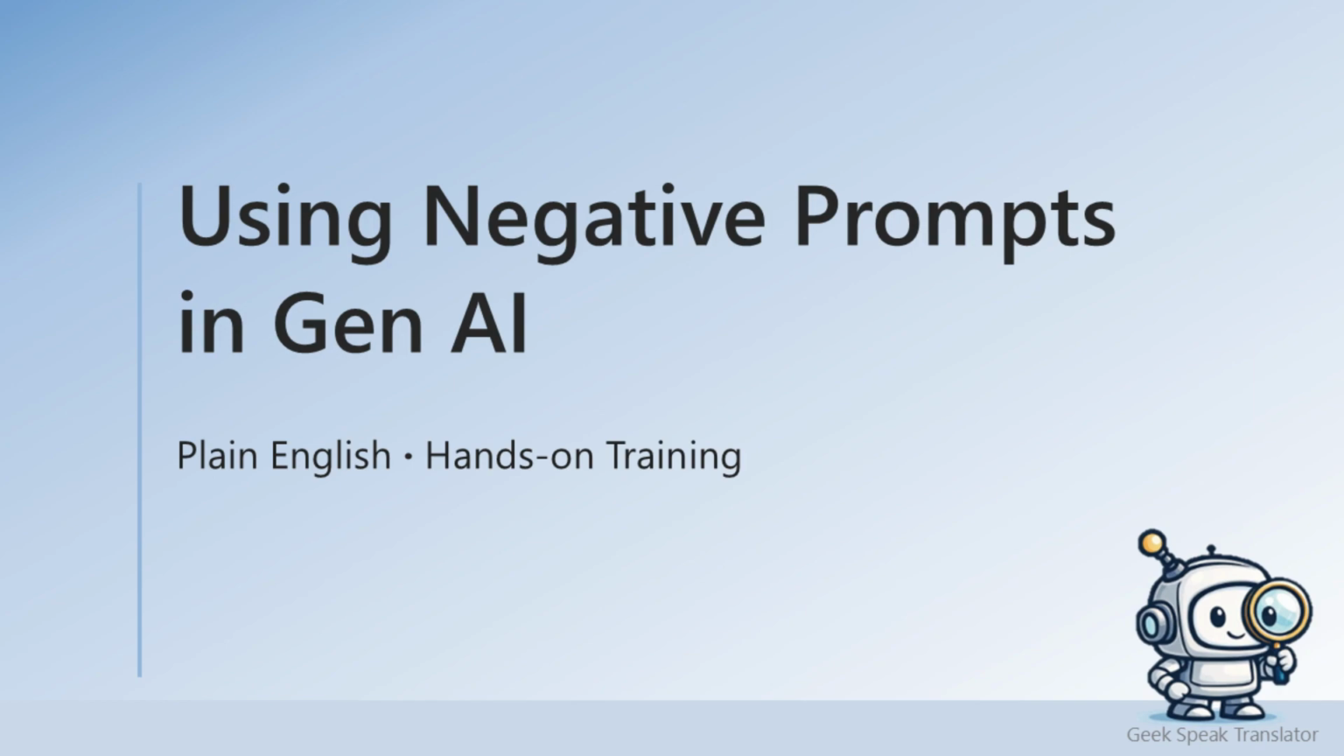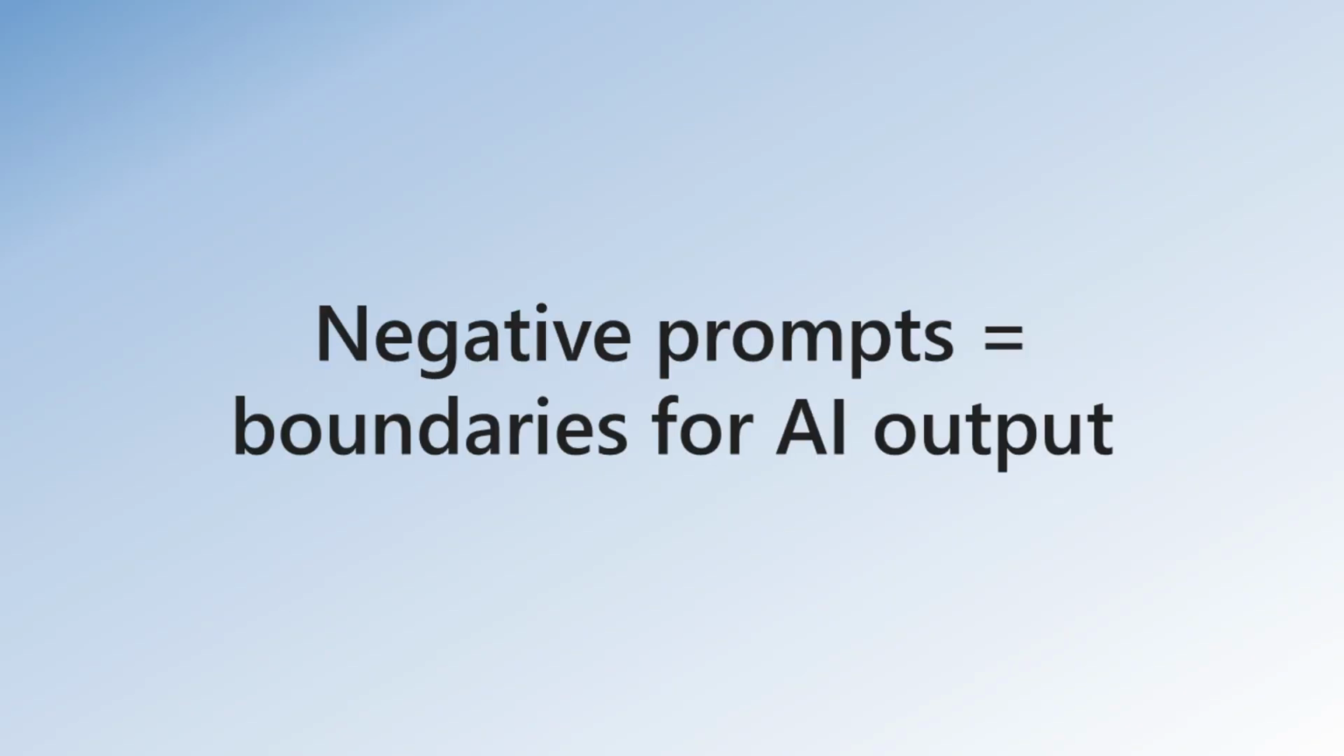Today, I want to show you a simple shift that can significantly improve your AI outputs. If your AI output is close, but not quite right, your prompt is probably incomplete. Most people tell AI what they want. Very few tell it what to avoid. That's what negative prompts are. They're boundaries for AI output.